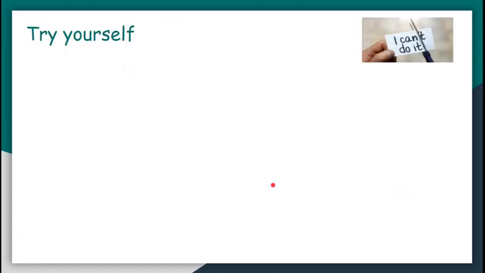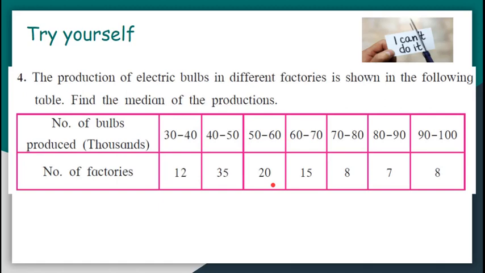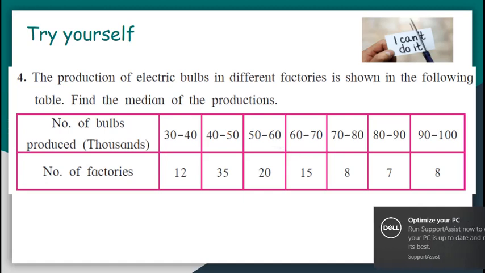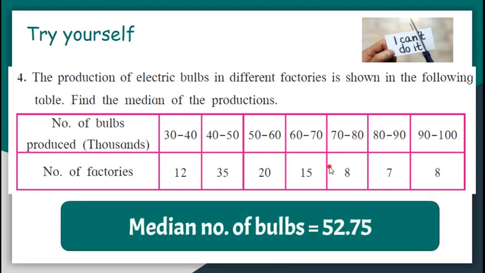Now, hoping that you have noted down the steps and you have solved these questions, try this question all by yourself. Please pause the video, write down the question. The question says that there are 12 factories in which 30 to 40 thousand bulbs are produced. Okay, 30 to 40,000 bulbs. There are 35 factories in which 40 to 50,000 bulbs are produced. You have to calculate the median data. Now in this case, everything will remain the same. Okay, all the calculations will remain the same.